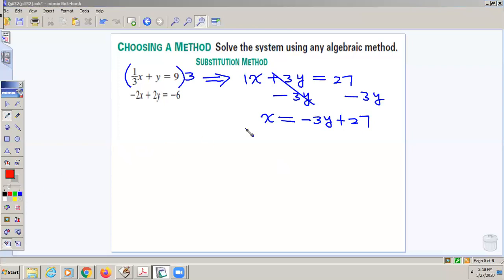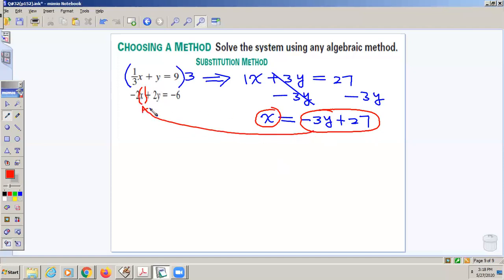So then once we have the x by itself, we're going to substitute this, the negative 3y plus 27, into the x in the other equation here. So we're going to rewrite it with negative 2, parentheses, negative 3y plus 27. And then we're going to copy the rest, plus 2y is equal to negative 6. It's always helpful to put in parentheses so you don't forget to distribute.